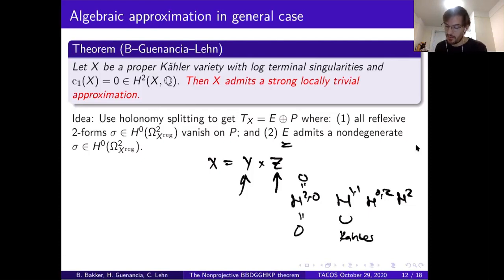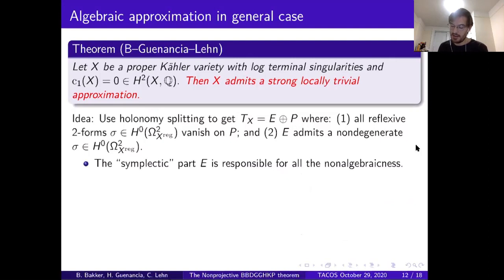The motivation for considering a tangent bundle splitting of this form is that if it were actually coming from a splitting of X into factors, then this factor would be symplectic, and therefore have unobstructed deformations. This factor would be projective automatically. So we can deform X to a projective variety by just deforming the symplectic part. Because that's the key idea. So just to summarize, this symplectic part E is entirely responsible for all of the non-algebraicness.